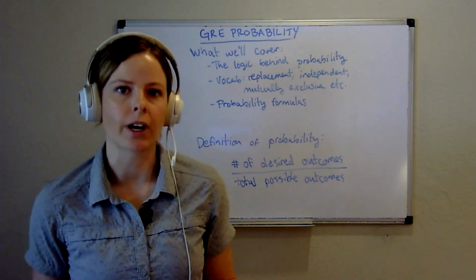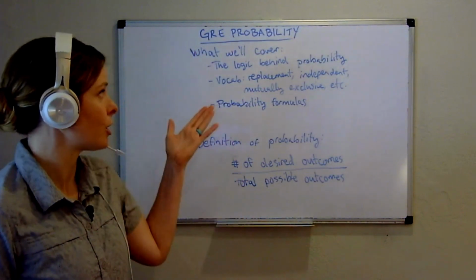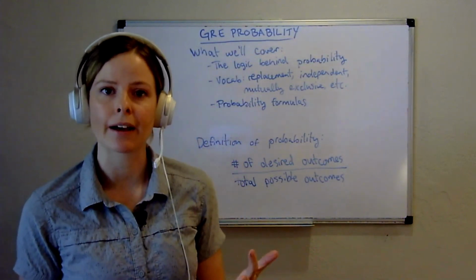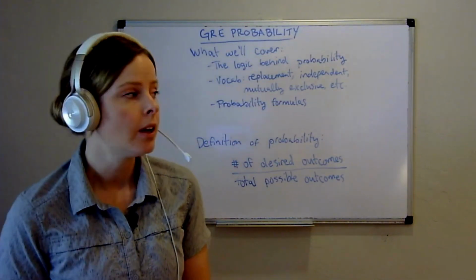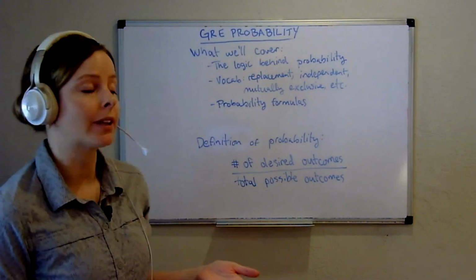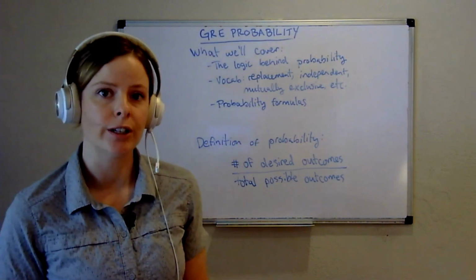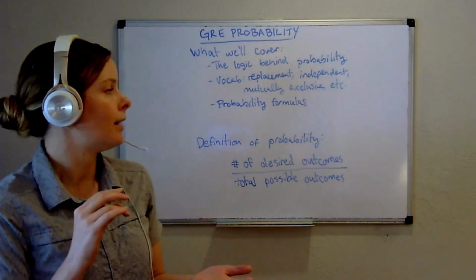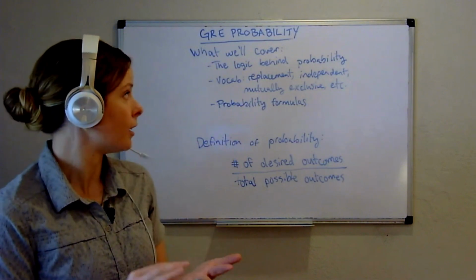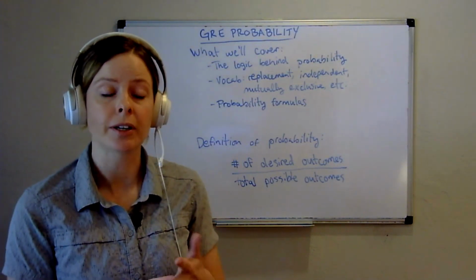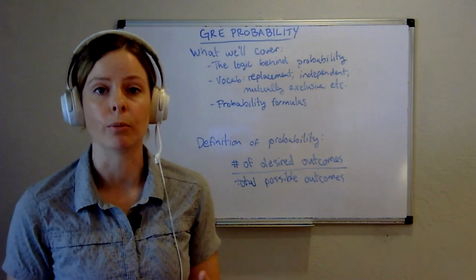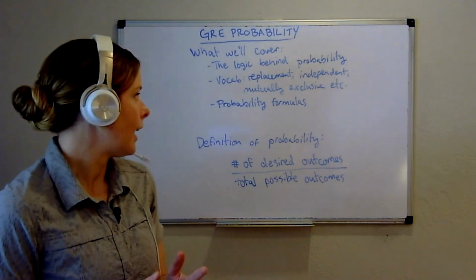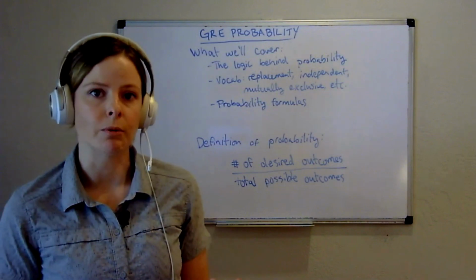In terms of what we will cover, we will talk about the logic behind certain probability solution paths so you can see why exactly those things work in those given situations. We'll also talk about common vocabulary that pops up in these kinds of questions, things like replacement, independent or not independent variables, mutually exclusive variables, very common words when you're dealing with probability, so we want you to know how to approach those things. And then finally, we will get a bit into some probability formulas.